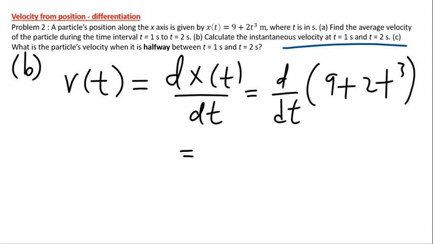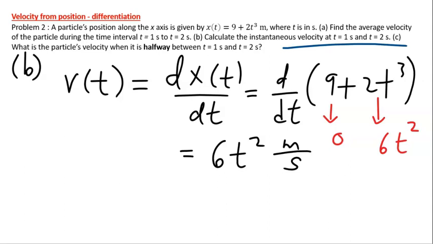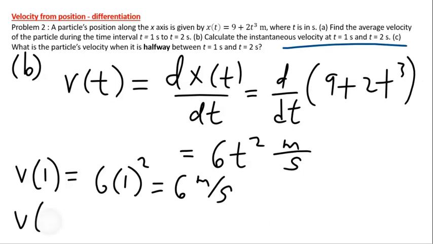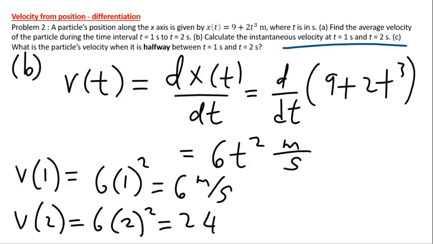The derivative of 9, which is a constant, is 0. The derivative of 2t cubed is 6t squared. So the total answer is 6t squared, in units of meters per second. So at t equals 1 second, the velocity is 6 times 1 squared, which is 6 meters per second. And v at 2 seconds will give you 6 times 2 squared, which is 24 meters per second.